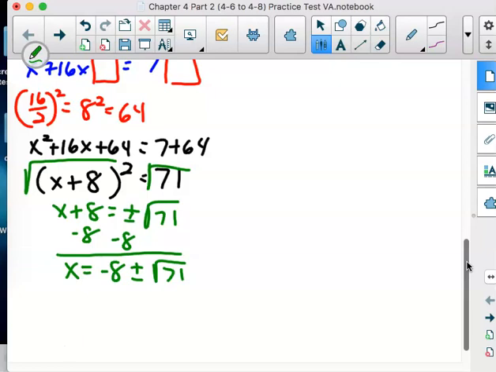Should I put that together and say plus or minus the square root of 79? No, one's a square root and one's not. Those are two perfect answers right there. Negative 8 plus the square root of 71 and negative 8 minus the square root of 71. And that's where we would stop. And we'd say they are perfect. That one's done.